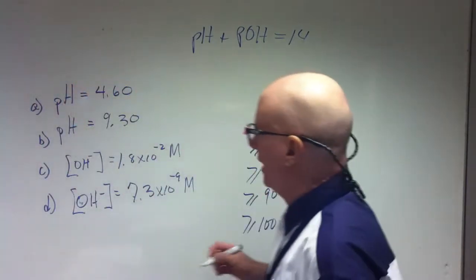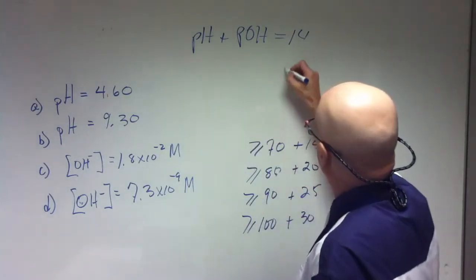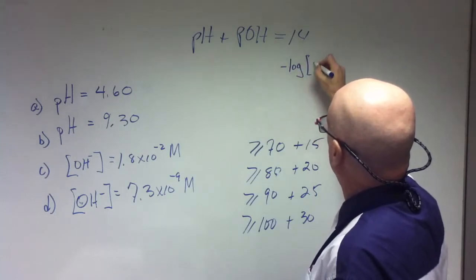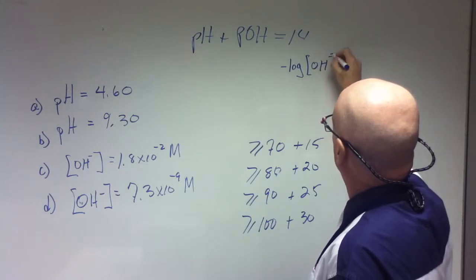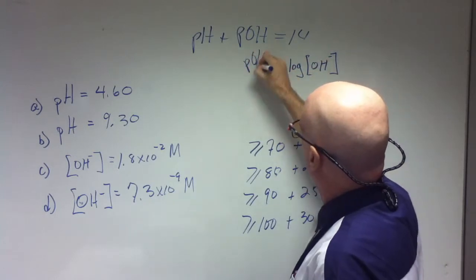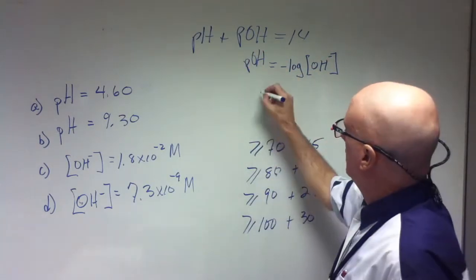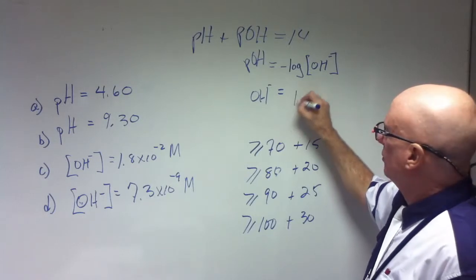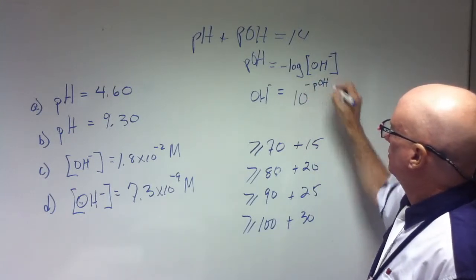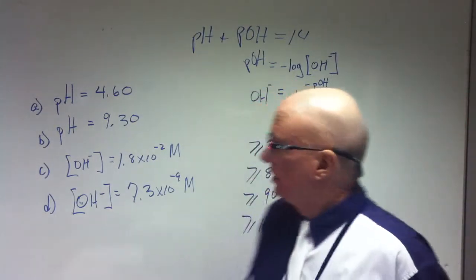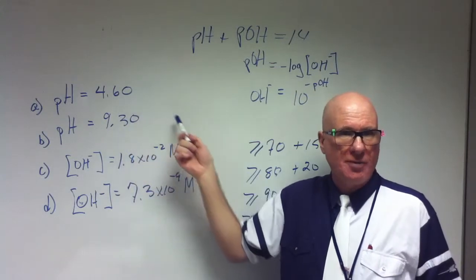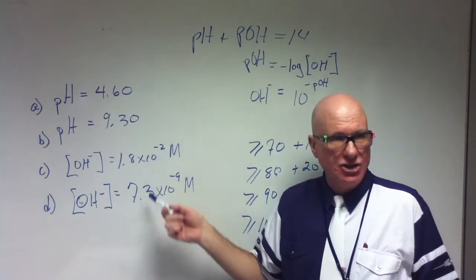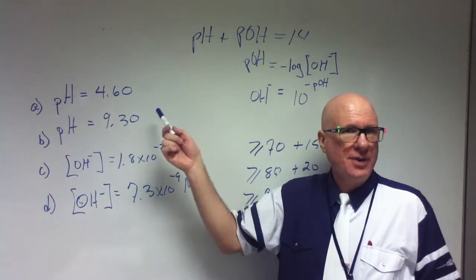Now, I'm going to write a couple more equations on the board. I'll say the negative log of the OH concentration is going to equal the pOH. Correct? And I'm also going to say that the concentration of the OH is going to equal 10 to the negative pOH. Clear? So this is what I want you to do. Where you see a pH, I want you to determine the OH concentration. Clear? Yes? And where you see an OH, I want you to do the pOH.